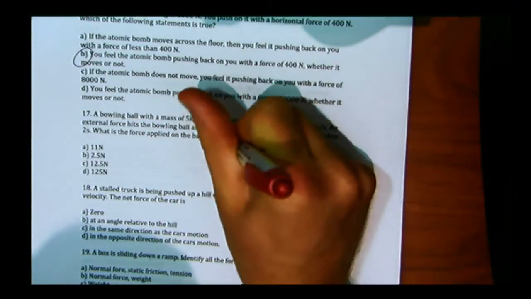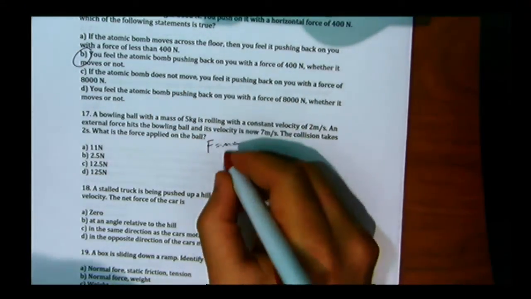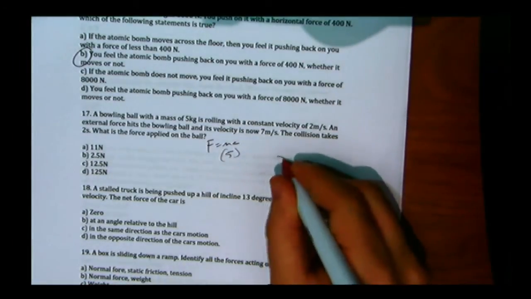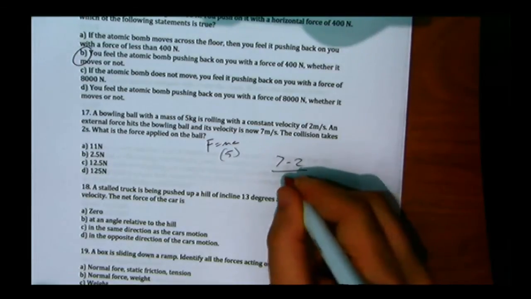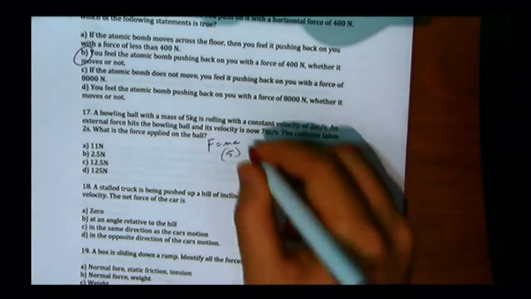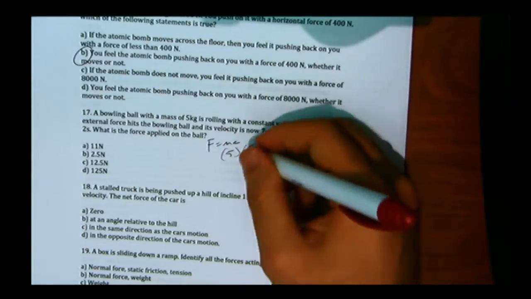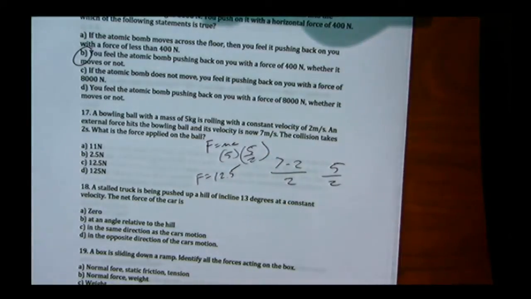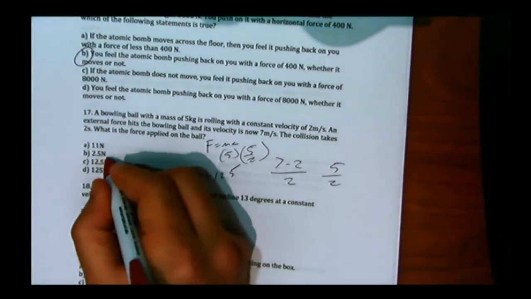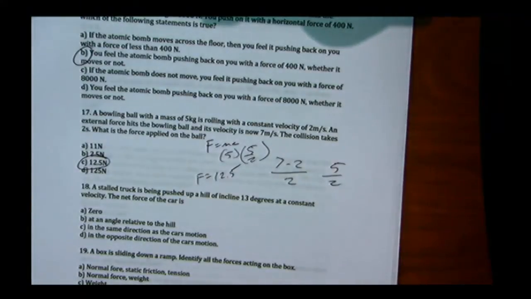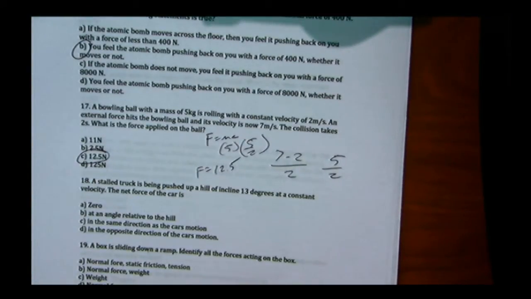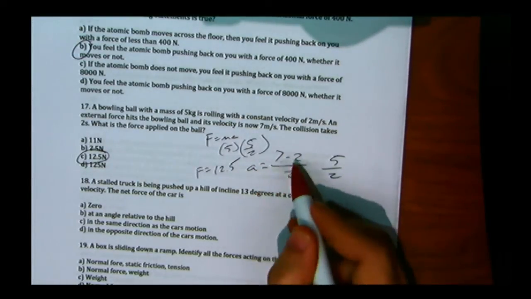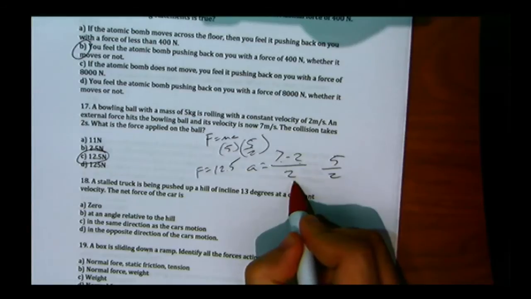F equals ma, right? We know that mass is 5, but we don't know what the acceleration is. So we have to solve for that. So it's going to be 7 minus 2 over 2, so that'll be 5 over 2. So if you plug in 5 over 2 over here, you'd get your force would equal 12.5. Wow, a lot of the things in this review are equaling 12.5. So this one was acceleration. That's what I solved for. This was our final velocity, this was our initial, and this was our time. And then I plugged it into F equals ma.